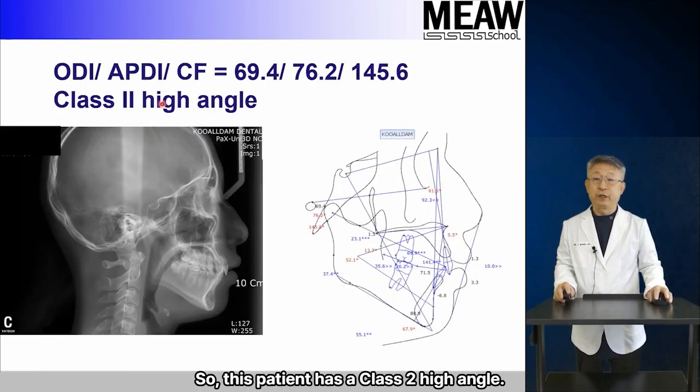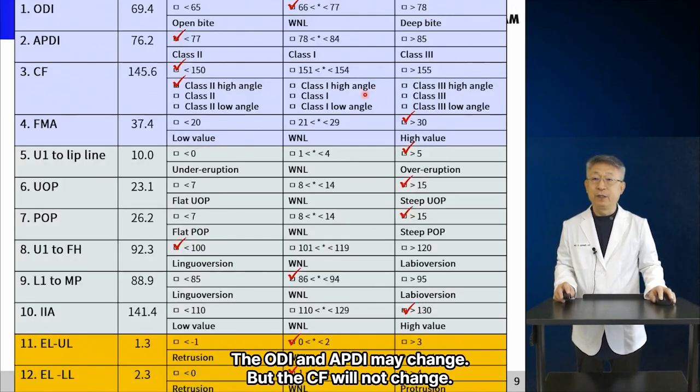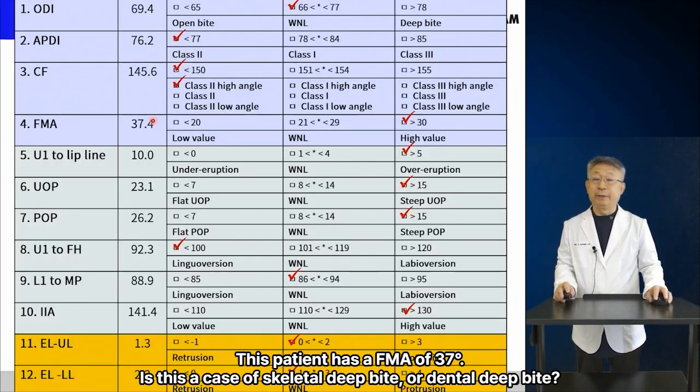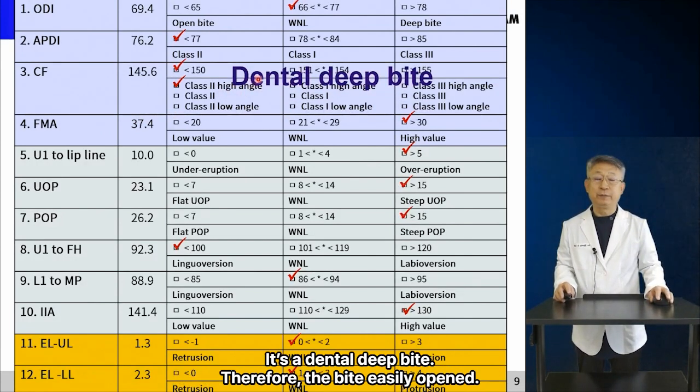So this patient has a Class 2 high angle. The ODI and APDI may change, but the CF will not change. This patient has a FMA of 37. Is this a case of skeletal deep bite or dental deep bite? It's a dental deep bite. Therefore, the bite easily opened.